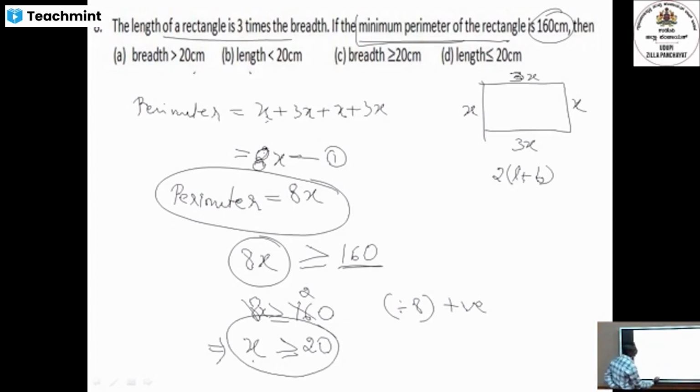So what is x? X is the breadth, correct? So you have taken breadth is equal to x. So x greater than or equal to 20, that is breadth greater than or equal to 20 centimeter. Breadth strictly greater than 20 centimeter is not the answer, breadth greater than or equal to 20 centimeter is. Length less than or equal to 20, length is definitely not. The answer here is breadth greater than or equal to 20 centimeters. Why is the other not possible? Because the equality condition is not satisfied.